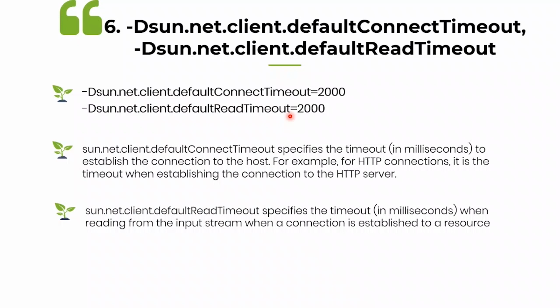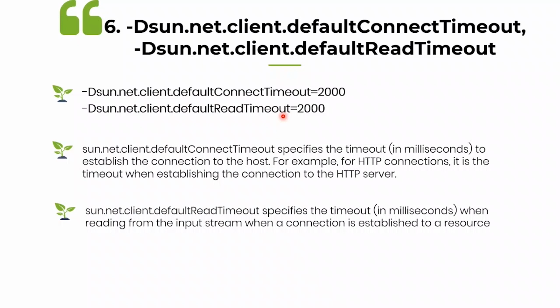Okay, so this is a default safety net parameter that you can set. This timeout property will work for all protocols as long as they extend from URL connection. Most of the protocols extend from URL connection, so this will work for you for most of the cases.